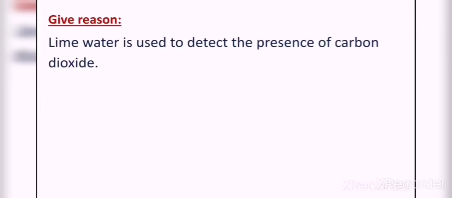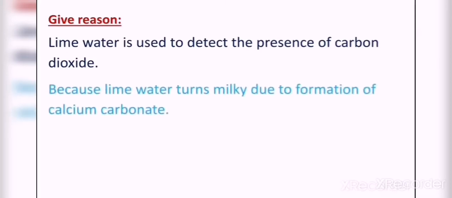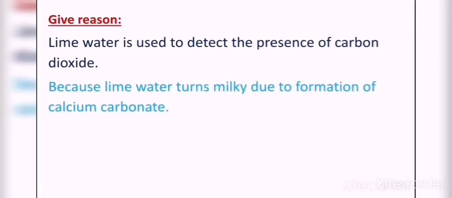The question now: give reason. The lime water is used to detect the presence of the carbon dioxide gas. Why? Because the lime water turns into milky or turbid due to the formation of calcium carbonate.